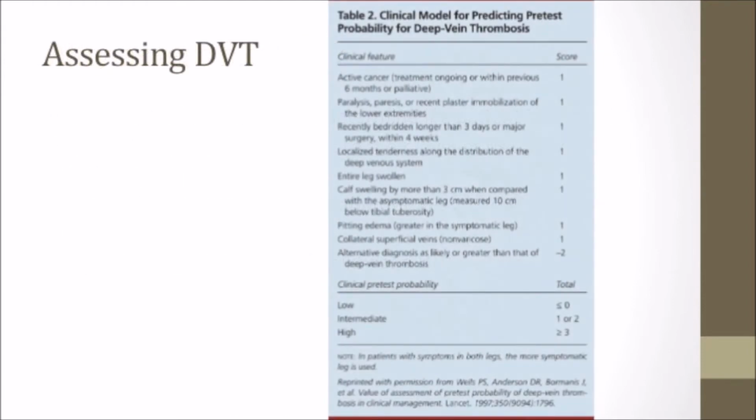On this slide, we have an example of the Wells score model. If patients have had active cancer, have paralysis, have been bedridden for longer than 3 days, or have had a major surgery within the last 4 weeks, or have any signs or symptoms of DVT, these are all scored. This score reflects the risk of developing a DVT. It can be high, intermediate, or low risk. This helps the doctor decide whether to proceed with further diagnostic testing.